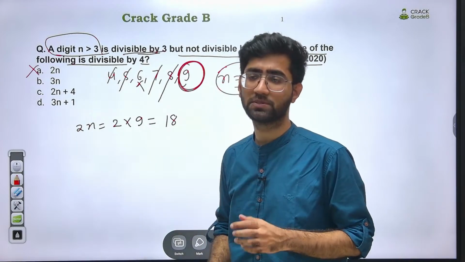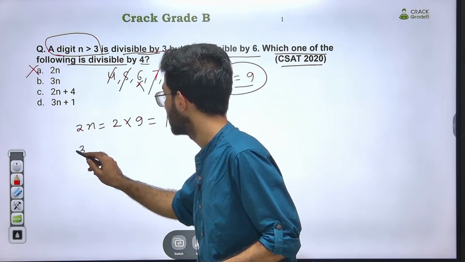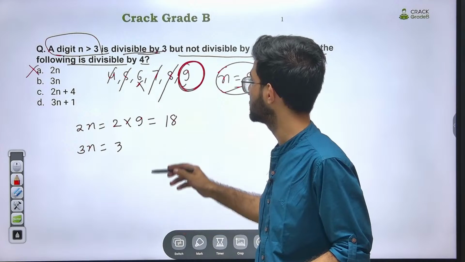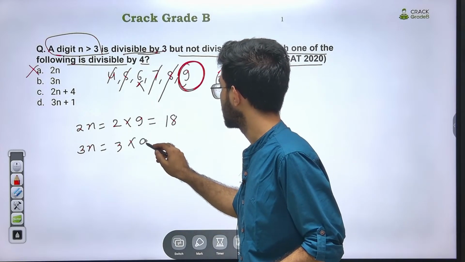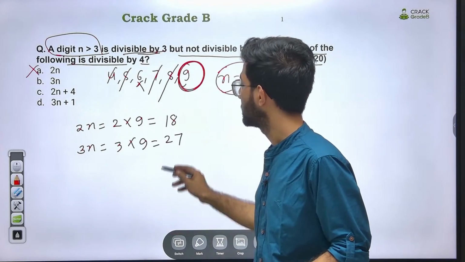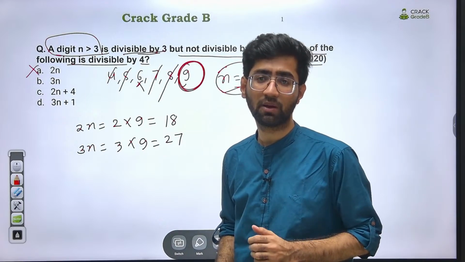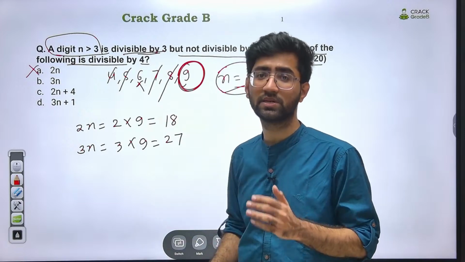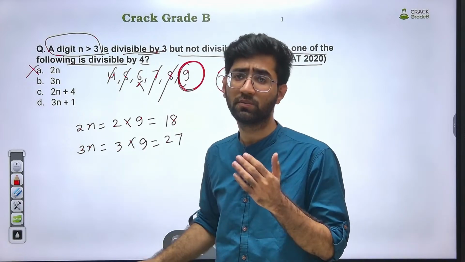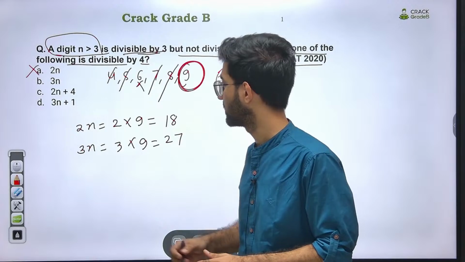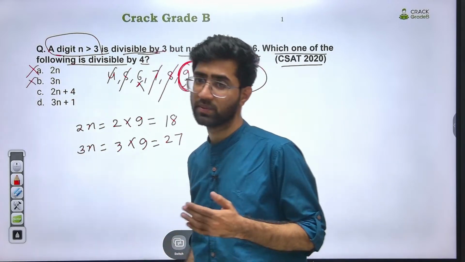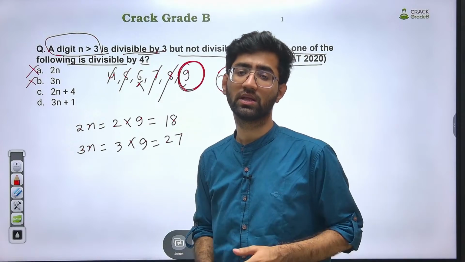Let us look at option B. Option B is 3n. We know that the value of n is 9, so 3 into 9 is 27. Is 27 divisible by 4? Why are we checking the divisibility of these numbers by 4? Because we have to find out which one of the following is divisible by 4. So 27 is not divisible by 4. It means that option B is not the correct answer.